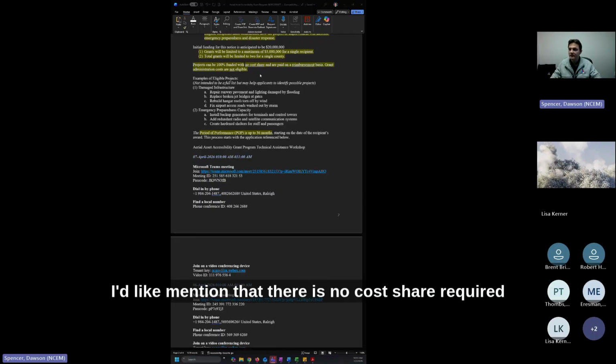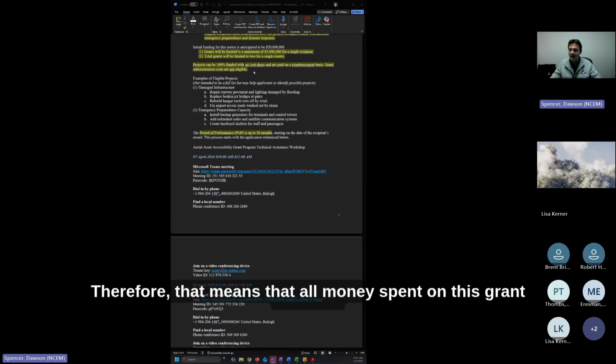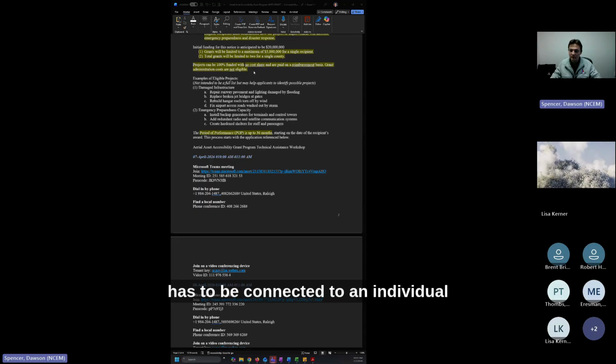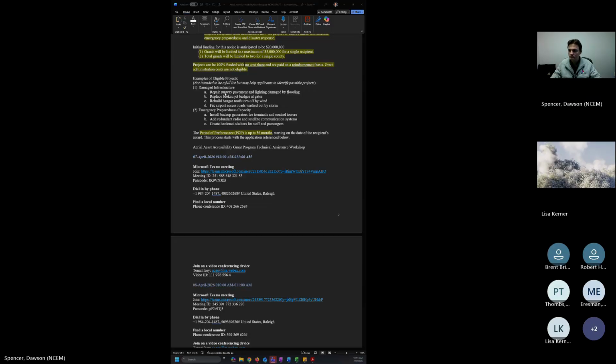Also, I'd like to mention that there is no cost share required, and that it is completely reimbursement based. There are no administrative costs that are eligible for this grant. Therefore, that means that all money spent on this grant program has to be connected to an individual project, which is either the infrastructure project or the emergency preparedness project.